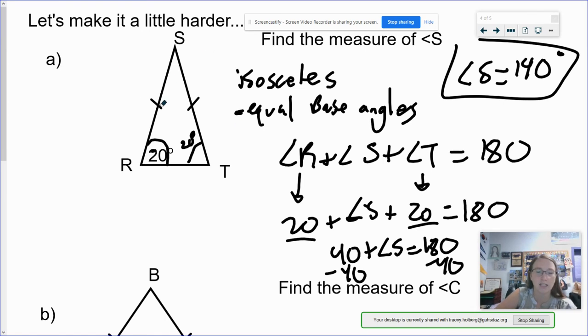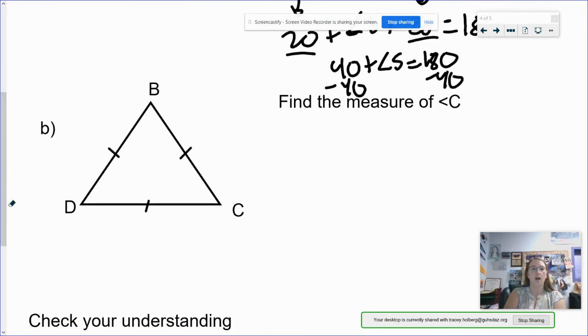So this is an important concept to remember. If I have two sides congruent in a triangle, you will have these two angles congruent as well. Okay, let's look at this one now. We want to find the measure of angle C. Now, looking at this one, classifying it by its sides, what do we know about how we classify this by its sides? This is an equilateral triangle.